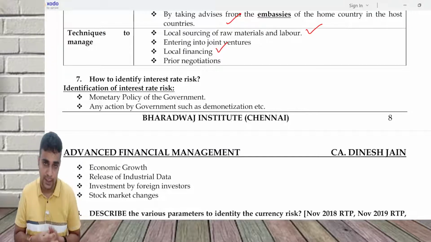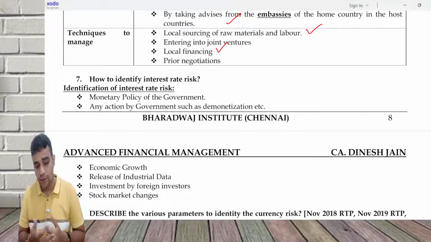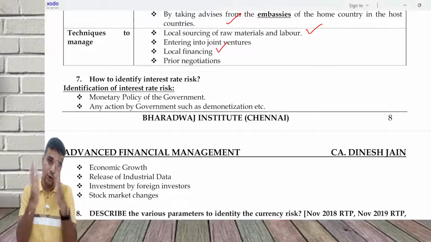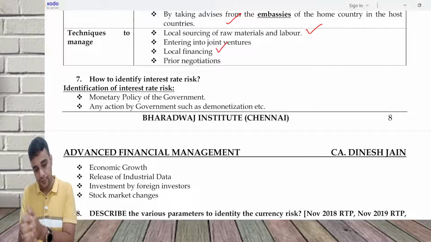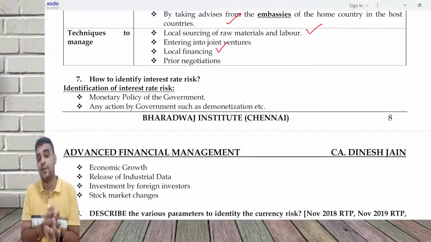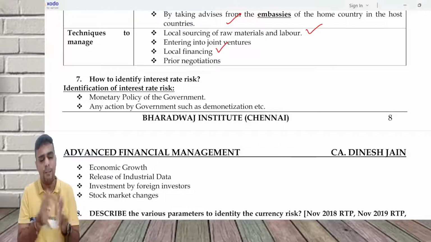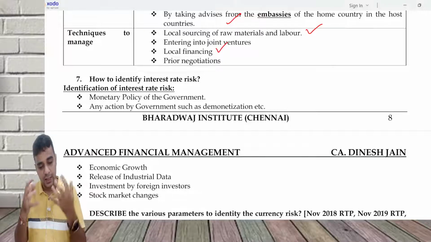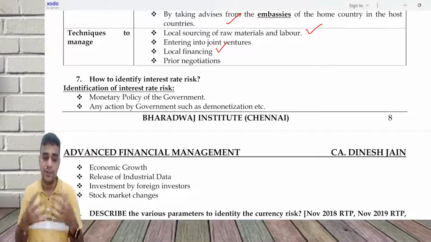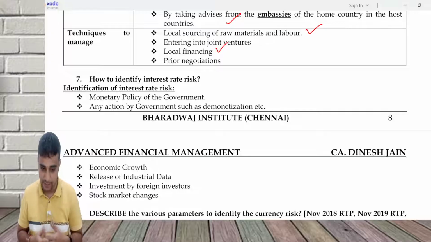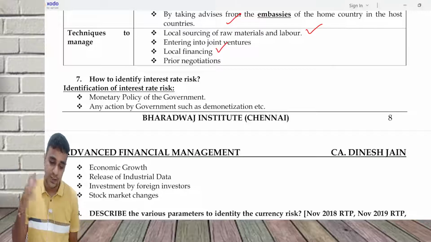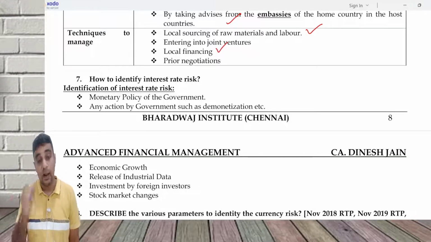Inflation is primarily dependent on the economic growth in the country. If growth is there, it has some impact on inflation. If growth is not there, it also has some impact on inflation. So inflation is the primary factor, along with the monetary policy of the government. Apart from that, there are other actions: when the government introduced demonetization, there was surplus liquidity available with the banks, so interest rates could have gone down at that time. Then there is industrial data: is the economy growing or not growing? And whether foreign investors are putting in money or not.